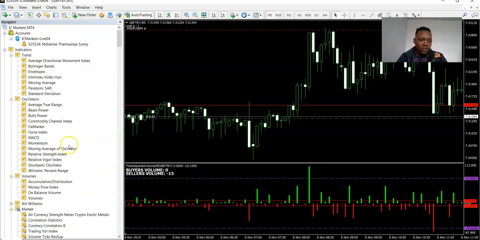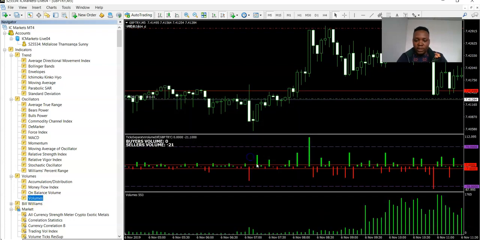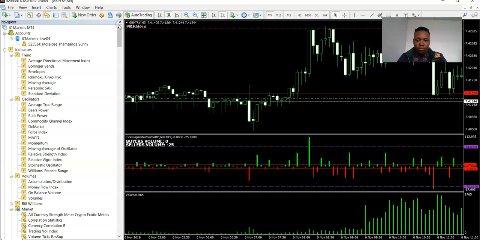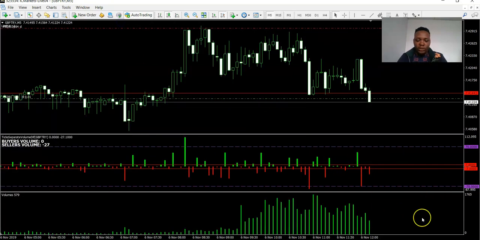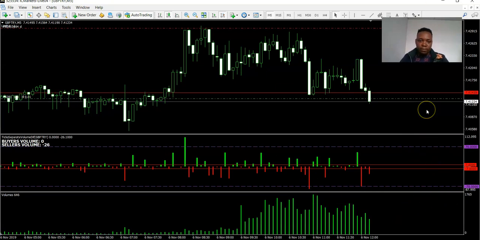So what you can do is go to volumes, and then add a volume indicator, or a tick volume indicator. If you ask me, I prefer a tick volume indicator because it gives you cleaner information. As you can see, I'm using a tick volume indicator right here, and you can use it to identify these levels. Okay, let's get right into it.